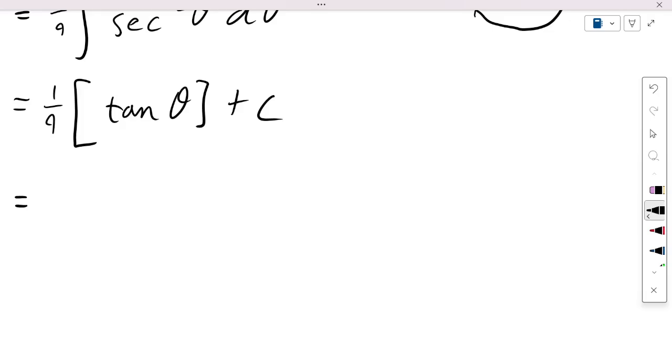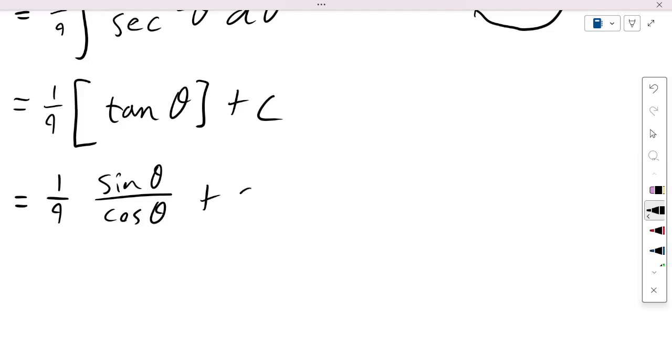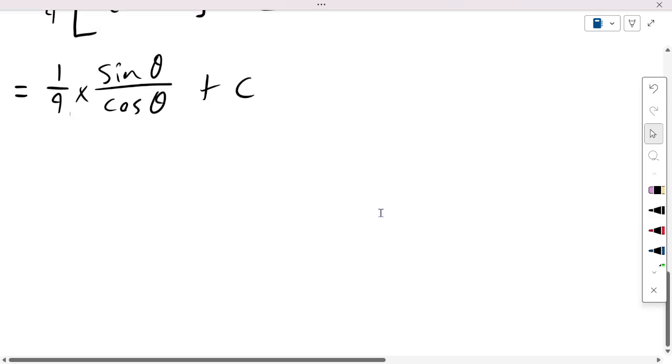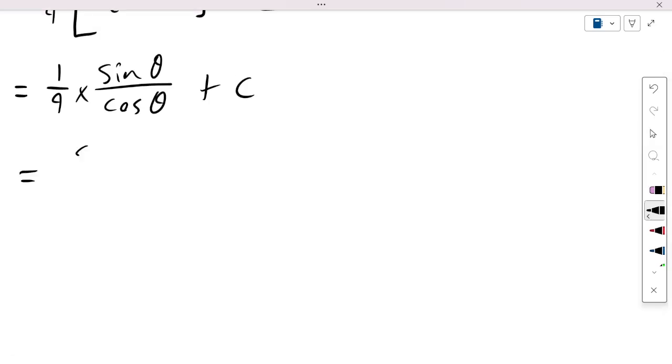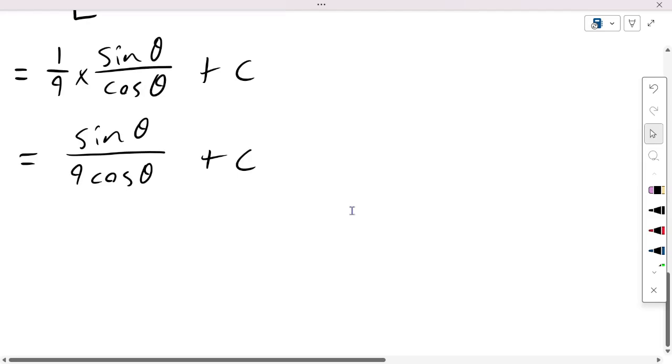So what I'm going to do is break this tan theta up into sine theta over cosine theta, plus c. And this is multiplying, by the way. So what we have is sine theta divided by 9 cosine theta plus c. Okay, we're getting somewhere. Now watch this.